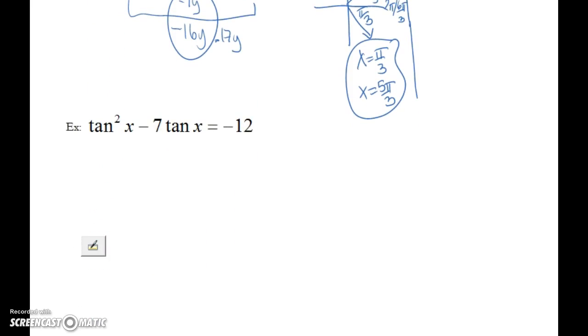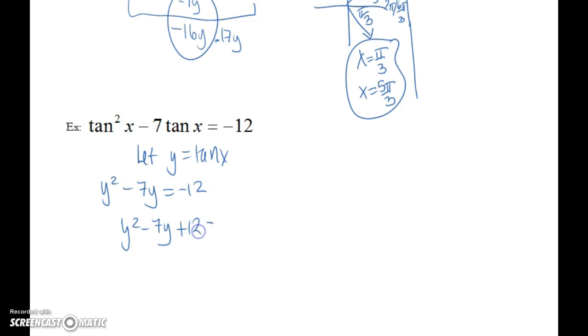Let's look at a second example. So again, same method here. We're going to let y equal tangent x and replace tangent x with y. So we get y squared minus 7y equals -12. Before we can factor, we're going to set it equal to 0. So let's add 12 over to each side. And the indication that tells us we're going to have to factor is the squared. Now this is a little easier because our a is 1.